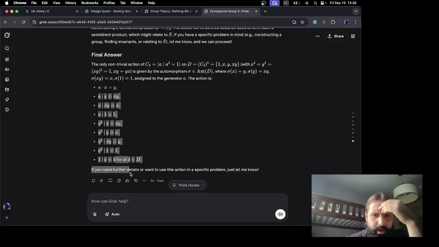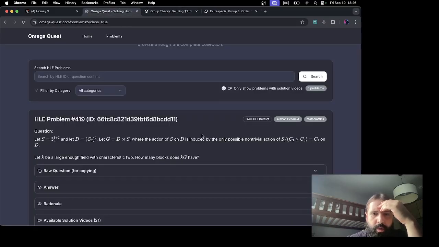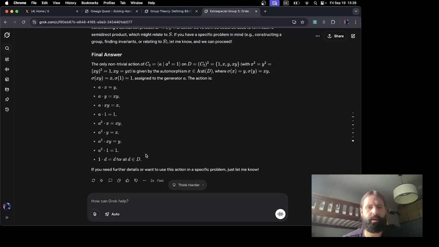Okay, so we've got the action defined. All right, now we have this action, and we need to define the semi-direct product G, which is D R times S, and the action is going to be exactly the way this worked last time. Now, C3 is a subgroup of S, correct?